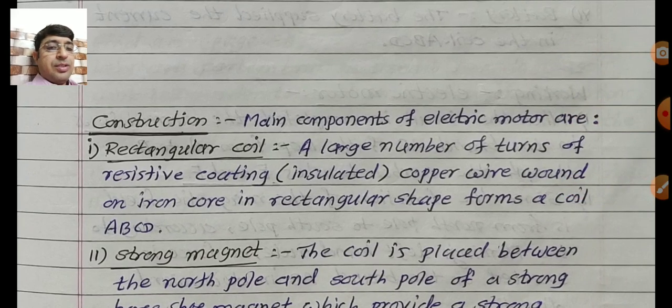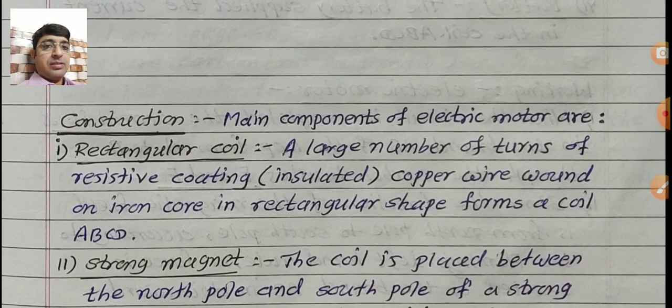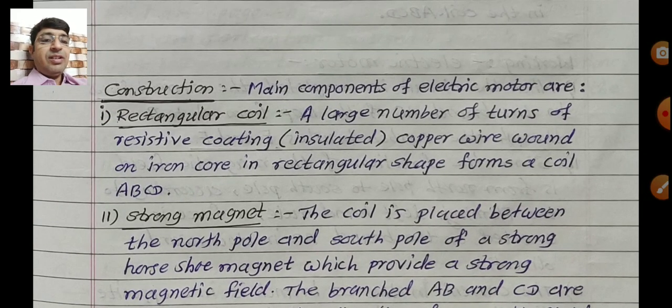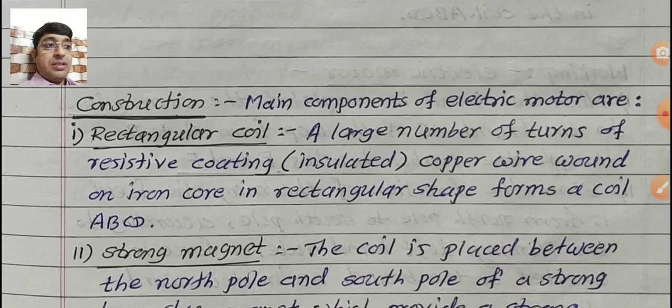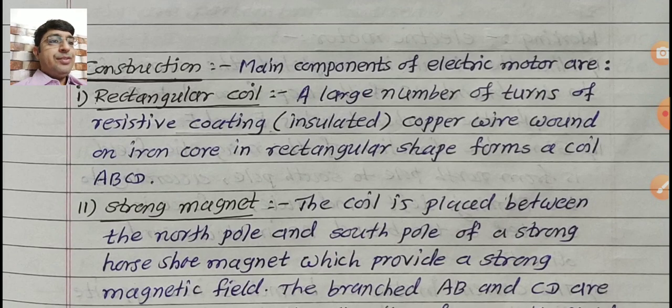So construction. In construction we write which are the main components present in the electric motor. The main components of the electric motor, 5 to 6, are given there. First one is the rectangular coil. So you write the answer this way in the exam. Rectangular coil: a large number of turns of insulated copper wire wound on an iron core in rectangular shape forms a coil ABCD. Simultaneously you check that in the diagram also.